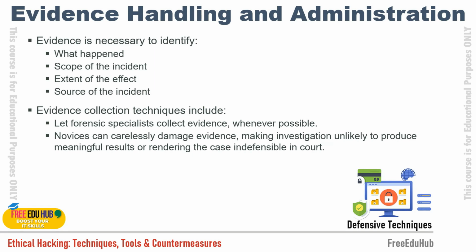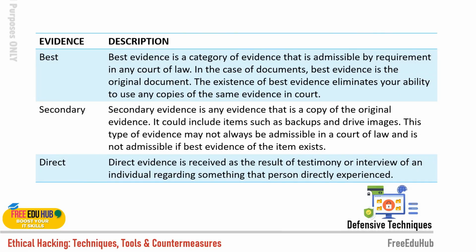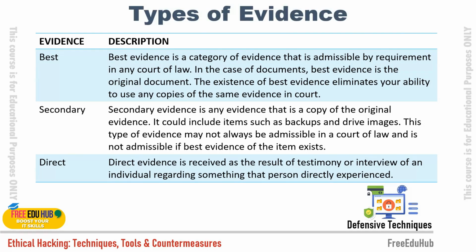Now we'll see different kinds of evidence which are there. We have best, secondary, and direct. The best evidence is a category of evidence that is admissible by requirement in any court of law. In this case, the document's best evidence is the original document. The existence of best evidence eliminates your ability to use any copies of the same evidence in court. So that would be the exact copy, or how you actually found the data.